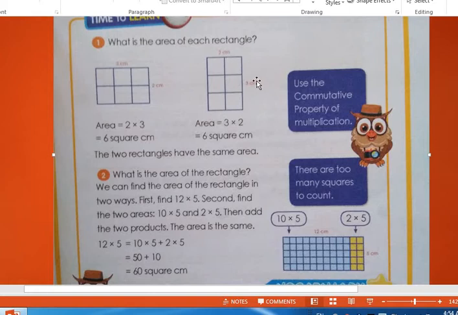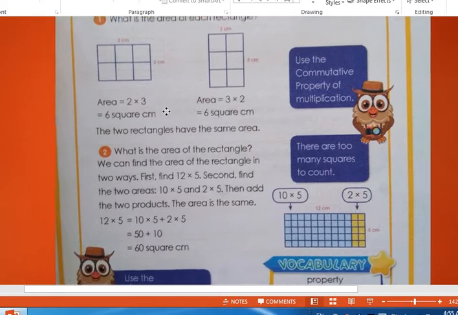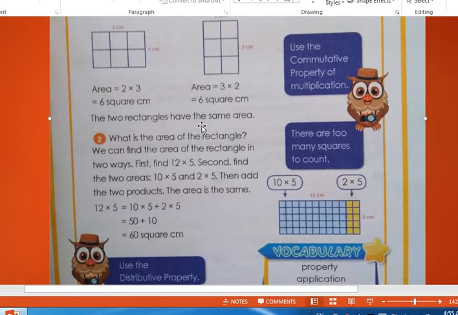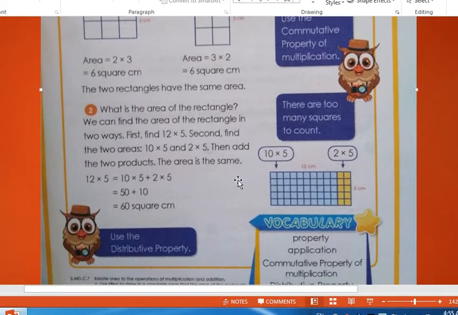In the other rectangle here, I do what? The area here, 2 times 3. What's this? I changed the places of the numbers. When we change the places of the numbers, we have taken this in quarter 3. This is called the commutative property. So the two rectangles have the same area because 2 times 3 will give me 6 and 3 times 2 gives me also 6.